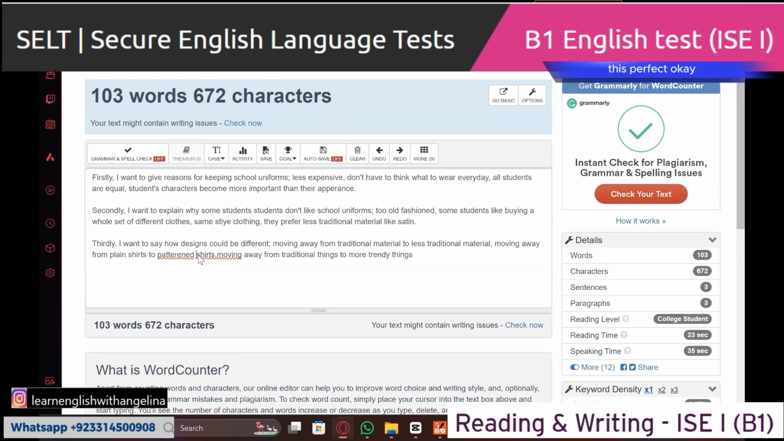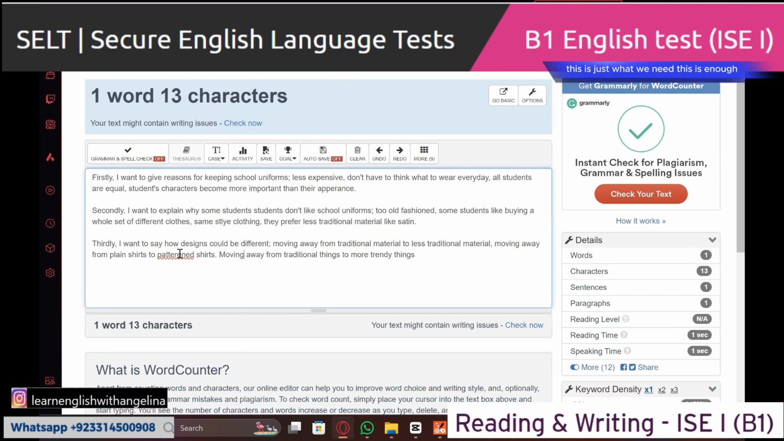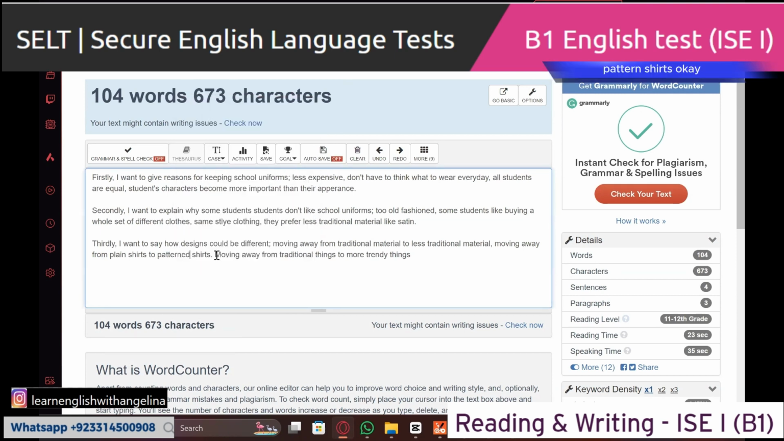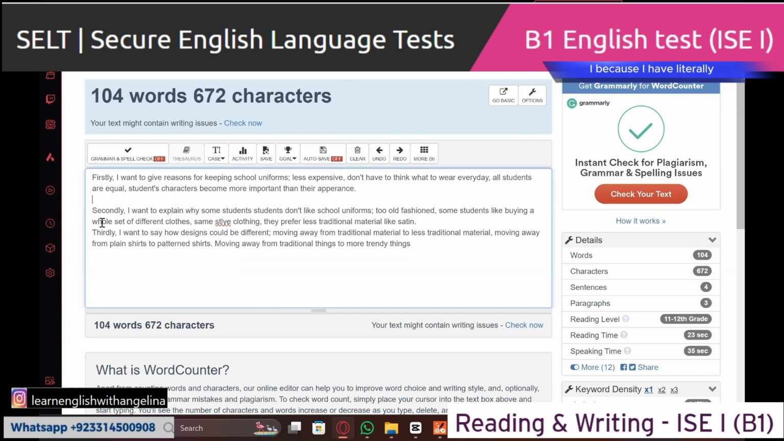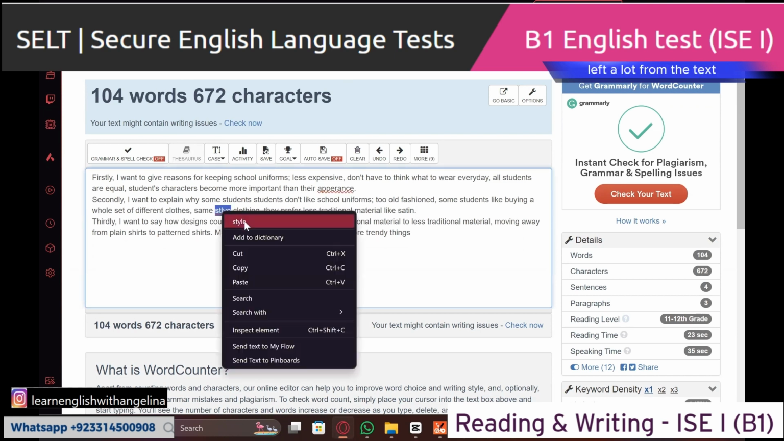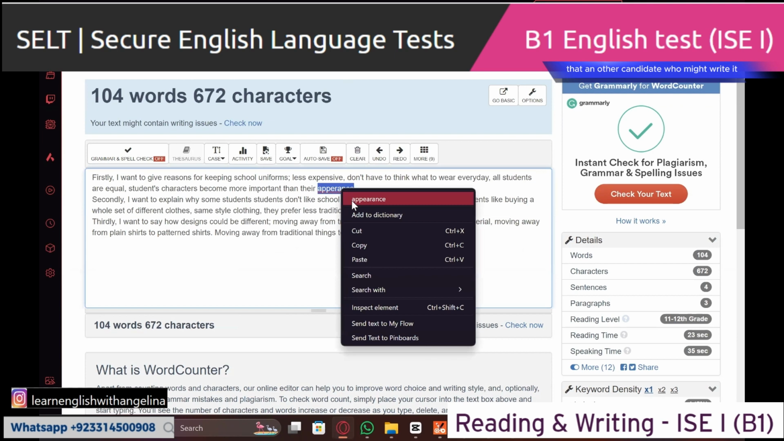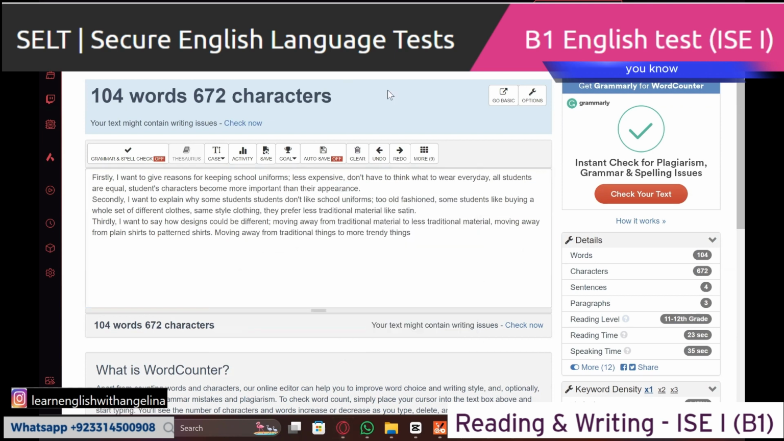This is perfect. Okay, this is just what we need. This is enough. Patterned shirts. This is just perfect, because I have literally left a lot from the text that other candidates might write. I'm just saying that even if we don't write anything extra and we just stick to the task that is given right in front of us, we can easily get the required words and appropriate, logically arranged information. Is this difficult? No, it's too easy. This is a piece of cake, guys. So easy.